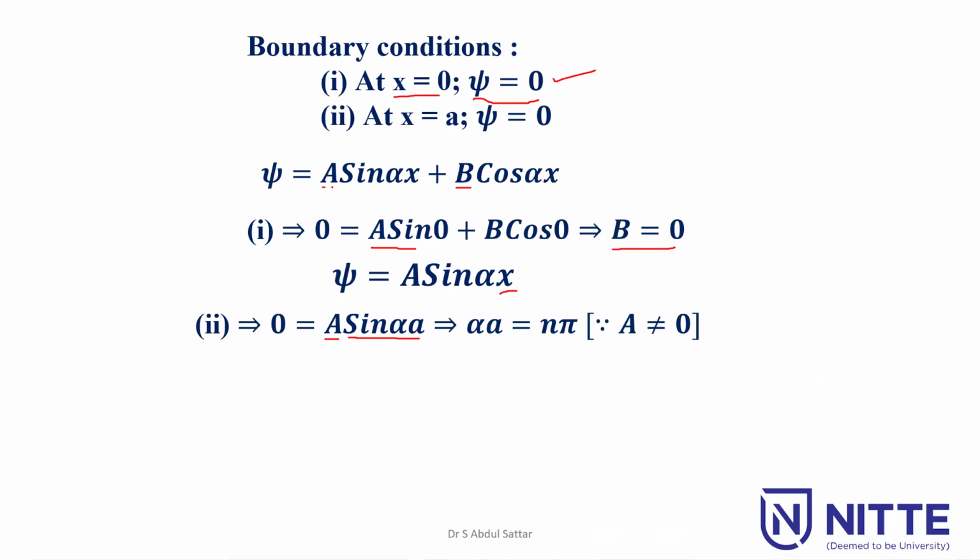So if a also equal to 0, then psi becomes 0. There is no wave function. So the system can't be explained. If you want to explain this microscopic system, then a should be not equal to 0. If a not equal to 0, then sin alpha a equal to 0. If sin alpha a equal to 0, then alpha a equal to n pi, where n is an integer. Therefore, alpha equal to n pi by a.